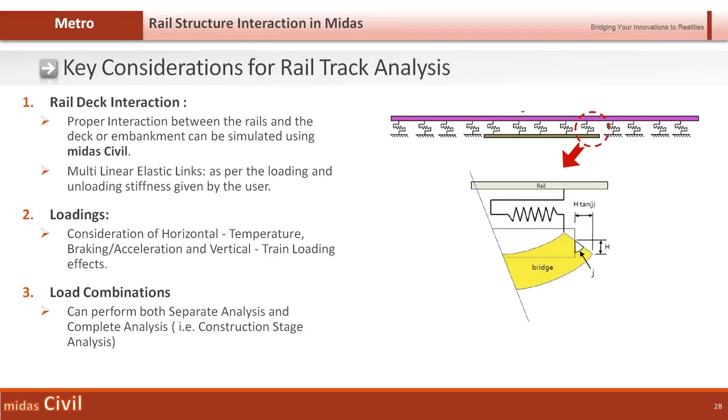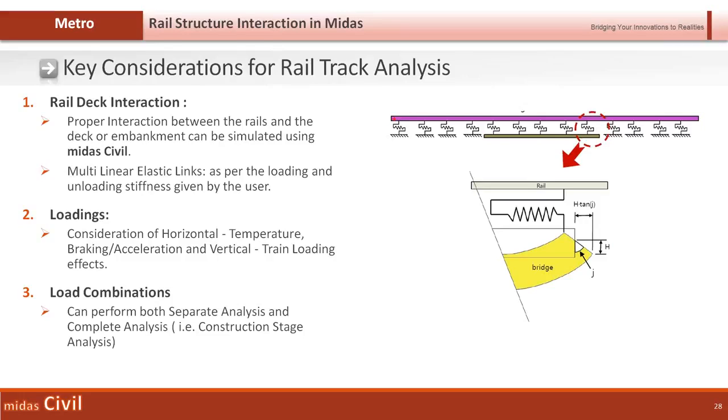Also, another important thing to notice is that when a train runs over the rail, there are a few loadings that we must consider. One is the temperature loading, that is the horizontal loading. Also, due to the braking and acceleration of the train, there will be some braking and acceleration load. Also, due to the train loading, there will be some vertical loads. So we need to have a proper interaction of all these three loads. How will these three loads interact with each other? What are the load combinations that we should perform?